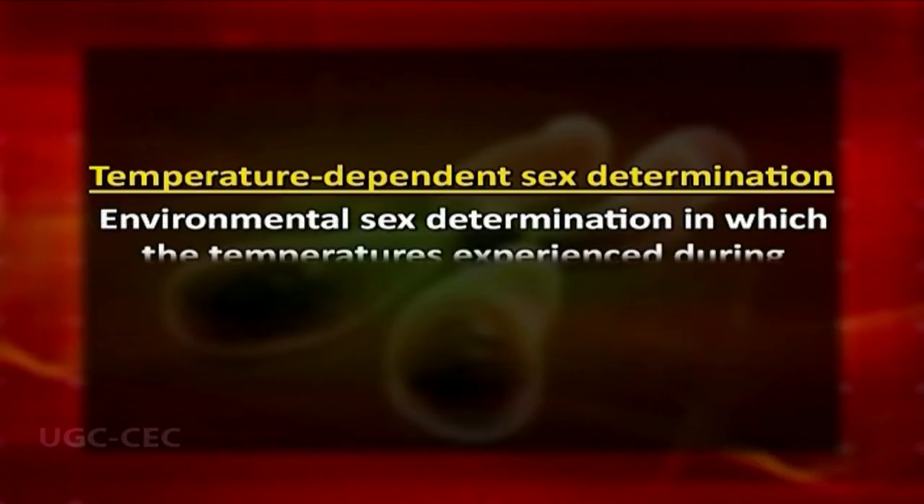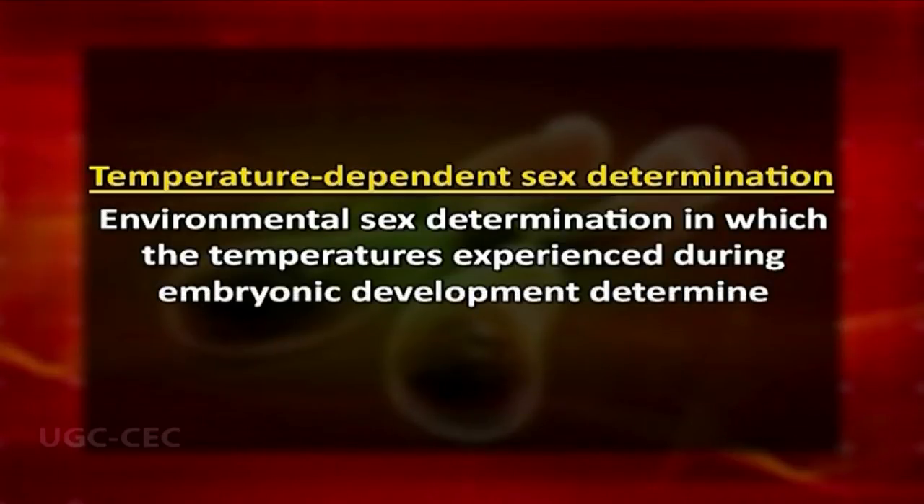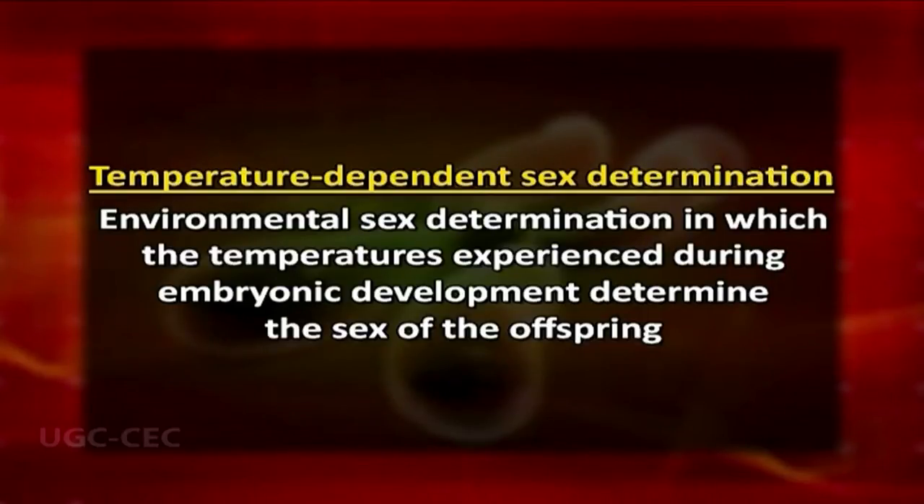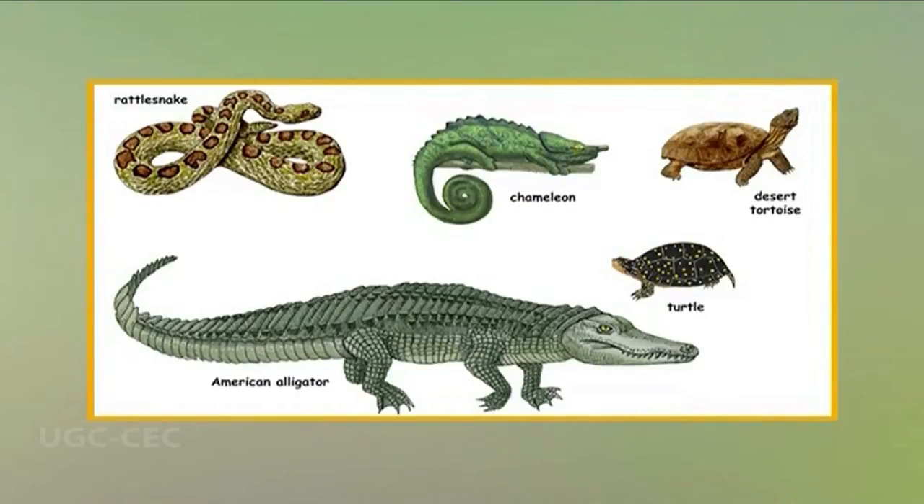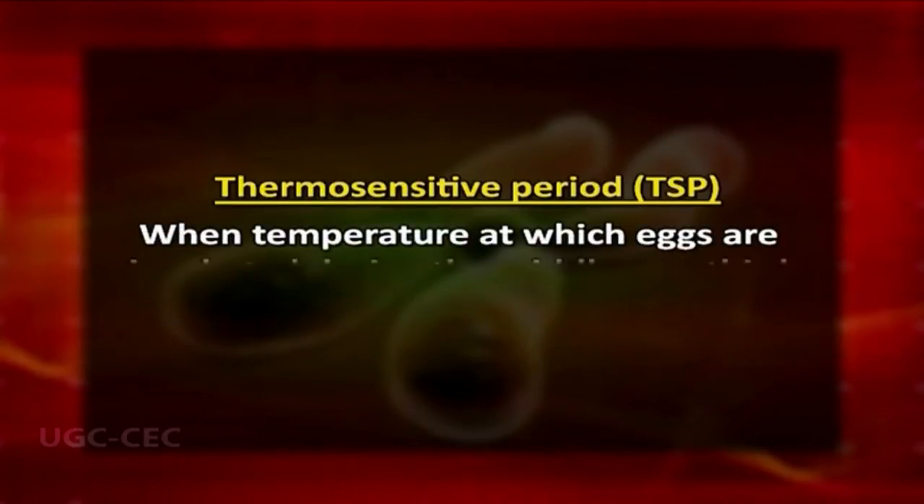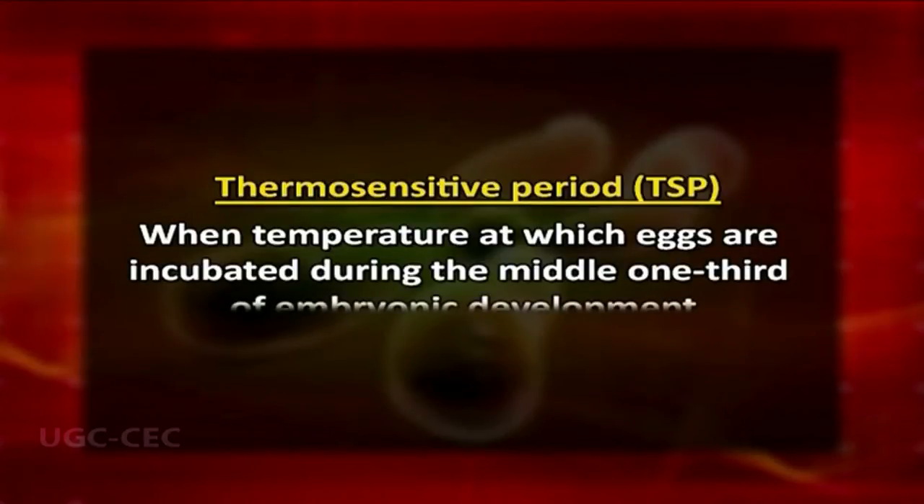Temperature-dependent sex determination is a type of environmental sex determination in which the temperature experienced during embryonic development determines the sex of the offspring. It is most prevalent among amniote vertebrates classified under the reptile class. It was also thought to occur in some megapodes. However, their offspring sex ratios appear to result from temperature-dependent embryo mortality rather than temperature-dependent sex determination. Eggs are affected by the temperature at which they are incubated during the middle one-third of embryonic development. This critical period of incubation is known as the thermosensitive period.